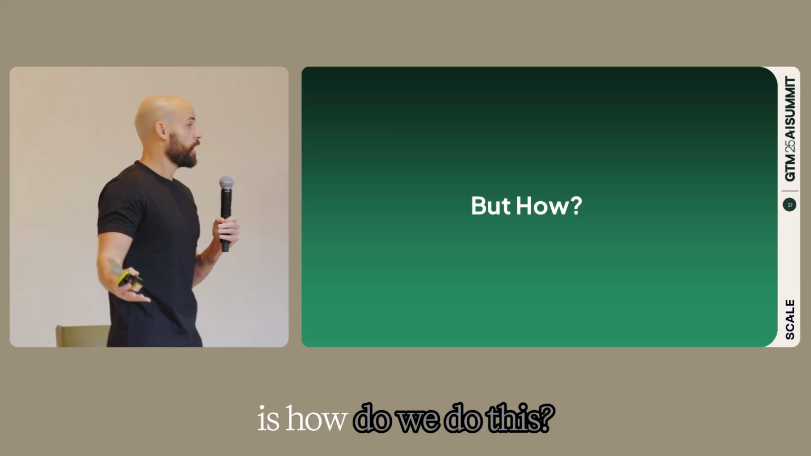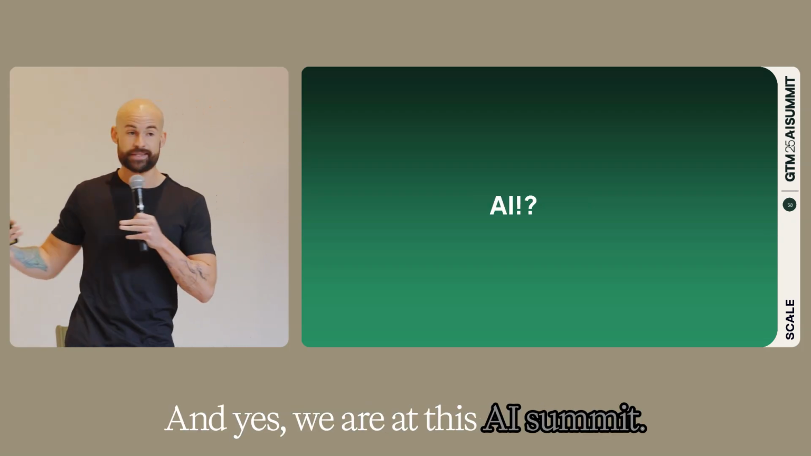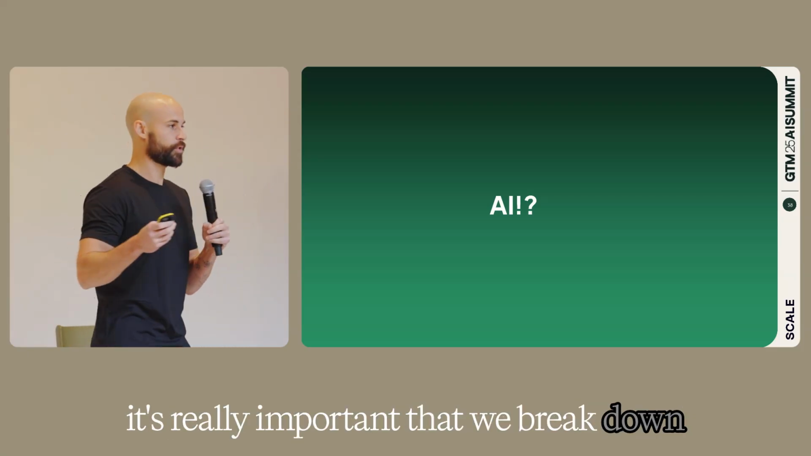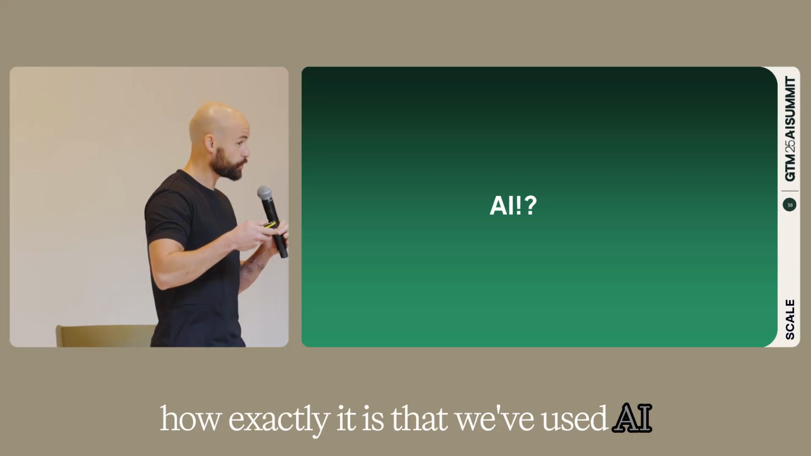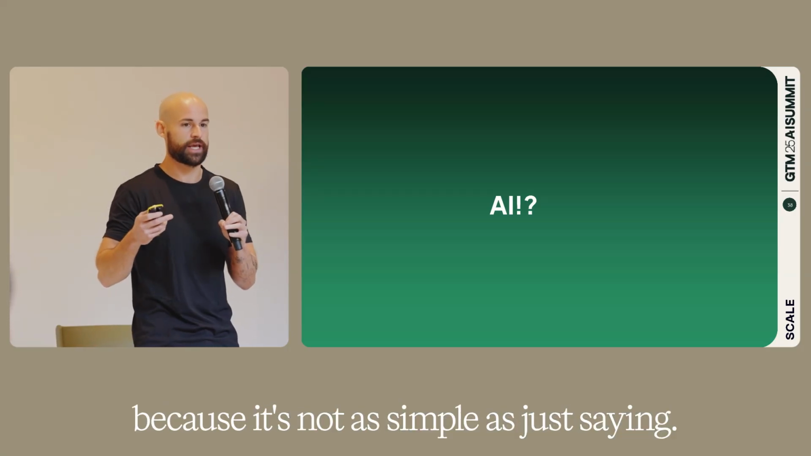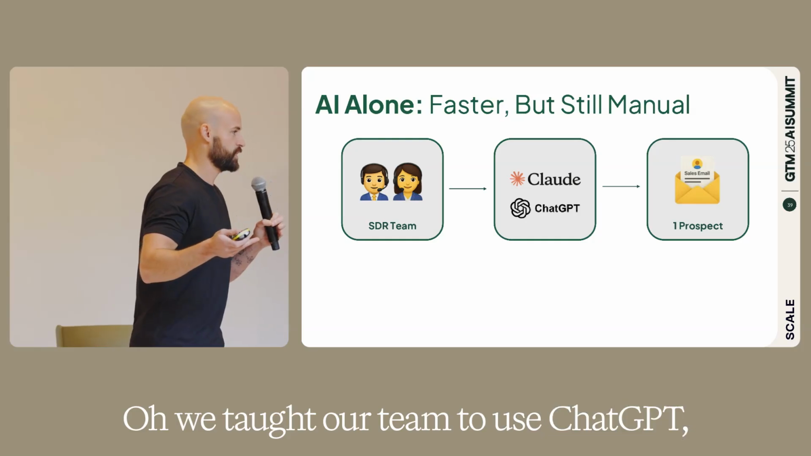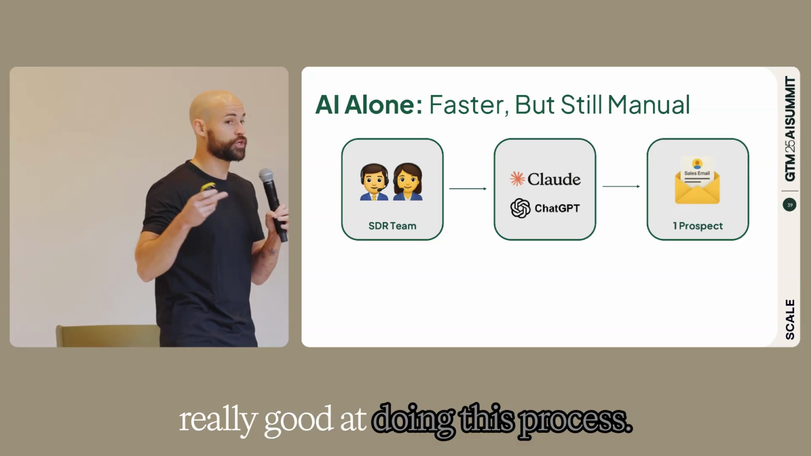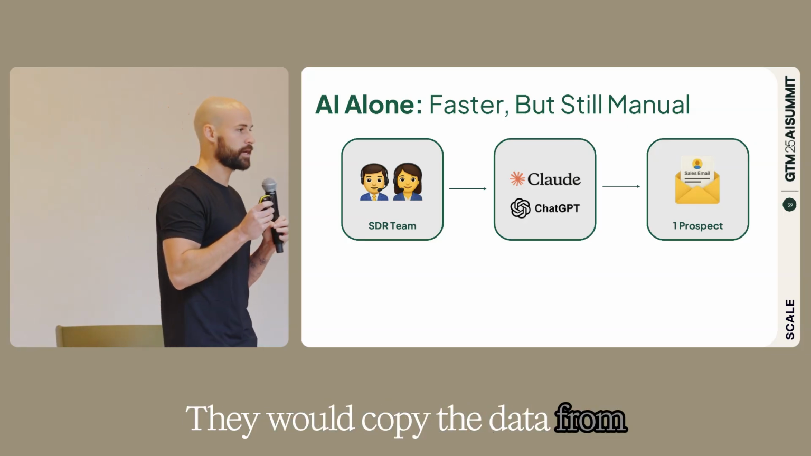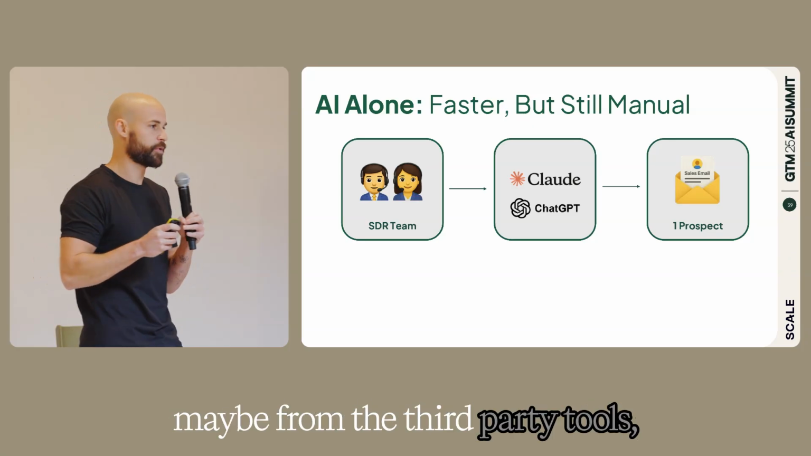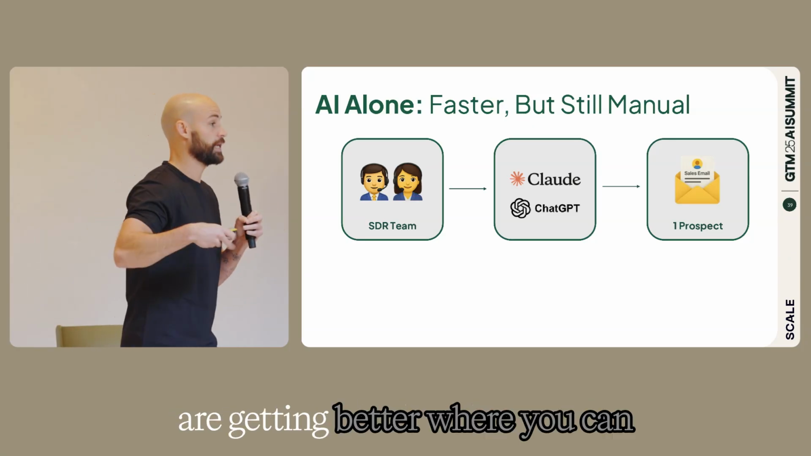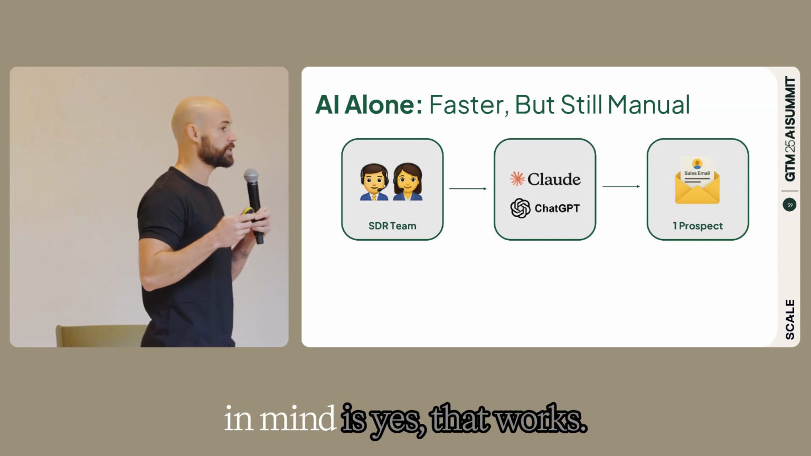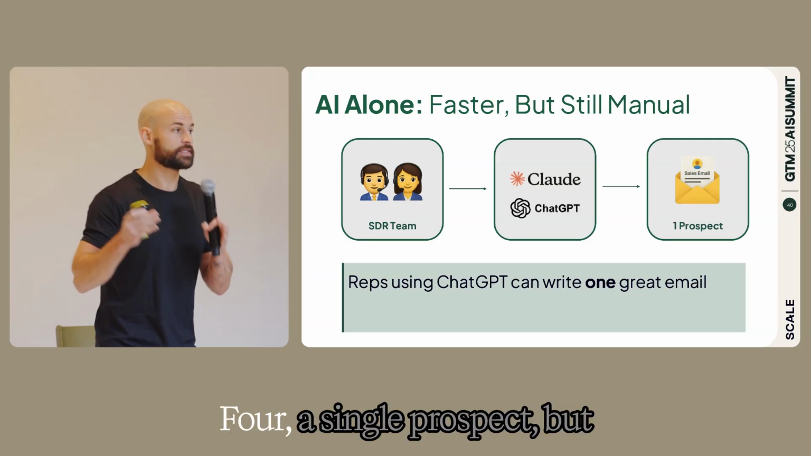And so the question is, how do we do this? And yes, we are at this AI Summit. So part of this is related to AI, but I think it's really important that we break down how exactly we've used AI, because it's not as simple as saying we taught our team to use ChatGPT or Claude. Yes, we have SDRs that were really good at this process. They would copy the data from the first party tools, maybe from the third party tools. These models are getting better where you can just say, write me a sales email, do deep research. But that works for a single prospect.